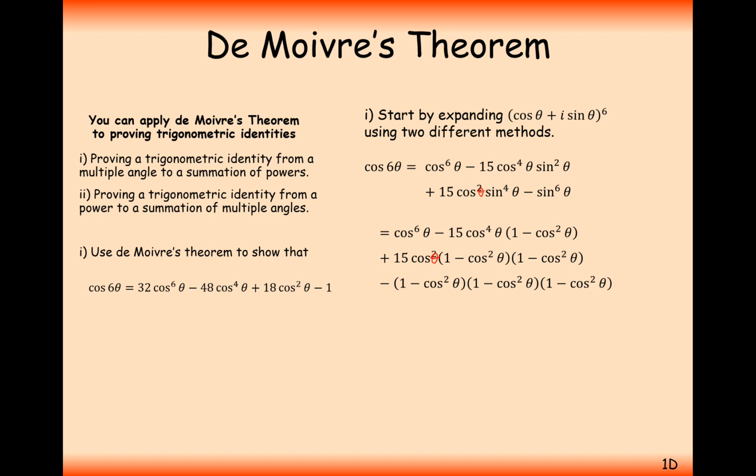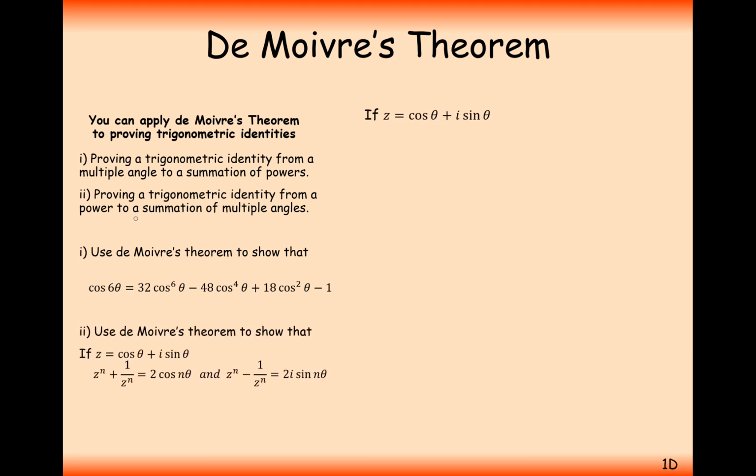And if you expand all of that, I won't do it laboriously here, you will get 32 cos^6 θ minus 48 cos^4 θ plus 18 cos^2 θ minus 1. And there we are, that's the answer to that question. So what did we do? The method for this is expanding (cos θ + i sin θ) to the power of 6.